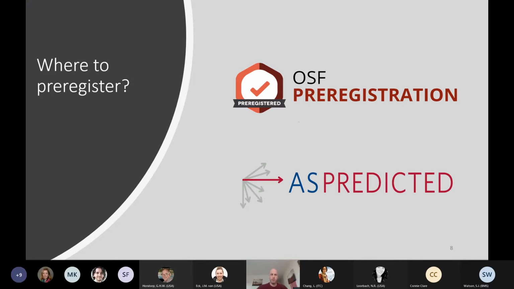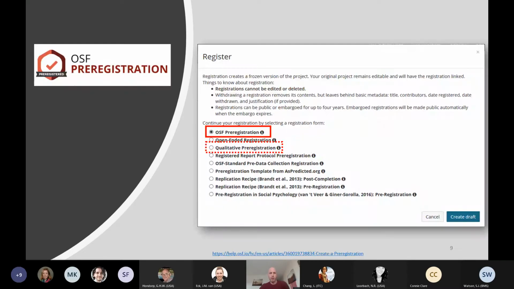There are two popular platforms that provide pre-registration. One is the Open Science Framework. The other one is called AsPredicted. And in the following, I will show a couple of screenshots to demonstrate how quickly a pre-registration is done. And this will not be a complete pre-registration, of course, but I will just show some of the key elements. So in the first step, we need to indicate what we would like to do. So in our case, we would like to do a standard pre-registration.